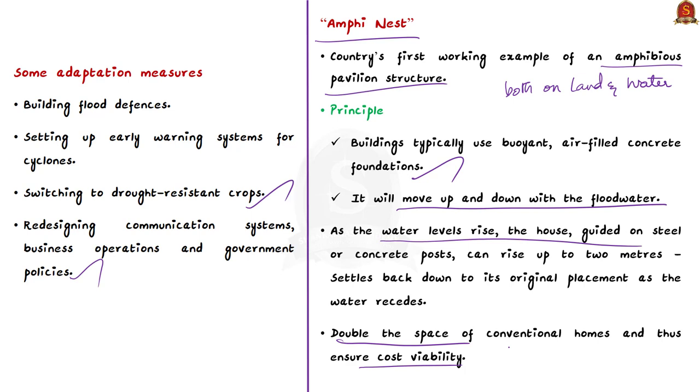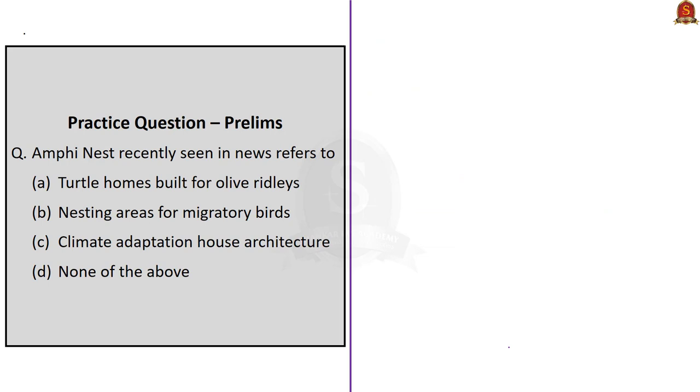And remember, the amphibious pavilion structure is not the first of its kind. This type of buildings existed worldwide and is used in areas where there are frequent floods. For example, the floating houses of Netherlands prove that these structures can be used even when the water level is rising. So in this article, we saw what the amphibious pavilion structure is, how it works, and the very important advantage of the amphibious pavilion structure. With this, we came to the end of the news article discussion.